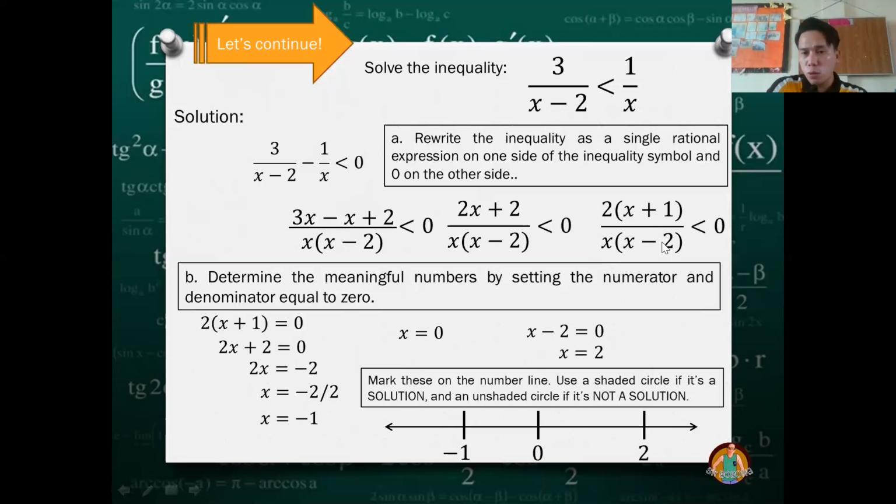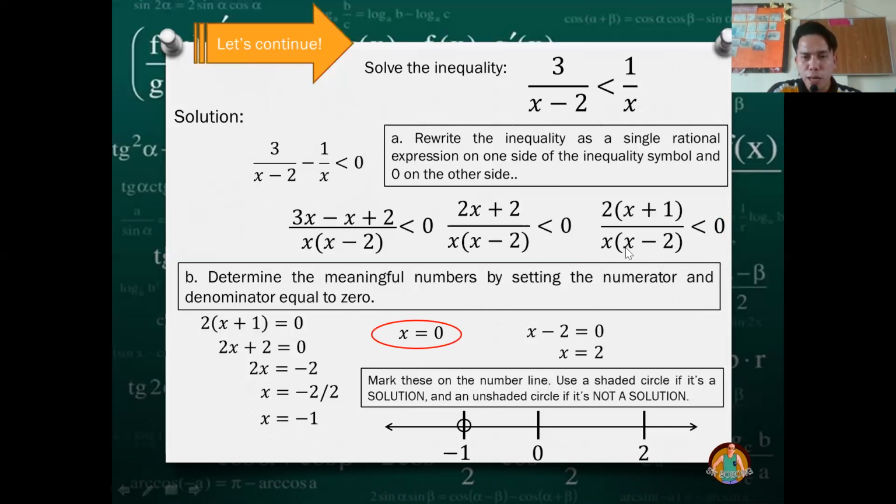So is it 0 less than 0? Okay? So ito ba? Is it 0 less than 0? So hindi. So it does not satisfy our equation. Therefore, negative 1 is not part of the solution. Okay? Next. Kapag yung x naman is equal to 0, papalitan mo ng 0.